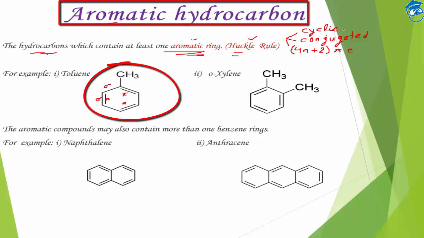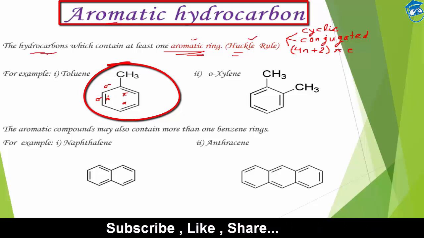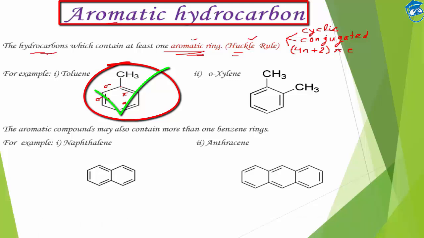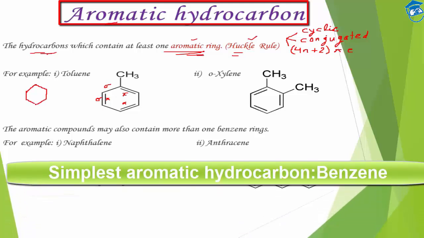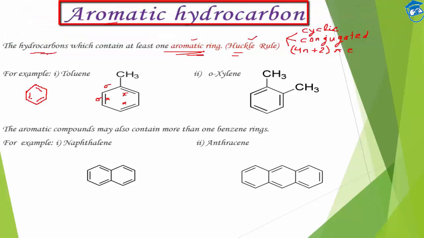So it is satisfying all three criteria. So it is satisfying the Huckel rule. It is cyclic, it is conjugated, and it is having 6 pi electrons. So it is aromatic, and we will call it an aromatic hydrocarbon. And the simplest aromatic hydrocarbon is benzene, and these all are derivatives of benzene. We have discussed benzene in great detail in our previous video. Please refer to those videos if you have any confusion related to aromatic hydrocarbon or aromaticity.